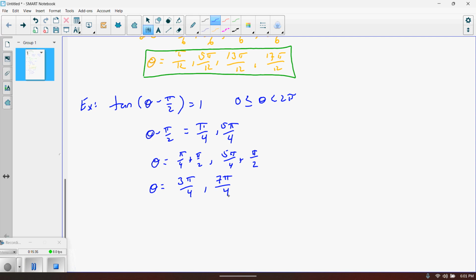So if that value on the inside of the parentheses of tangent had been, I don't know, pi, so theta minus pi, well, now that second value would have been gone because that would have been outside of our domain. It's not in this case, but it would have been. So you have to double check to make sure that your answers are still within the domain 0 to 2 pi that they gave us.